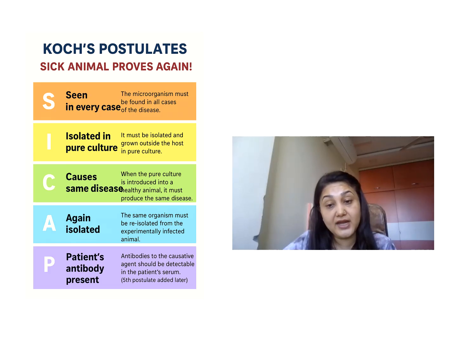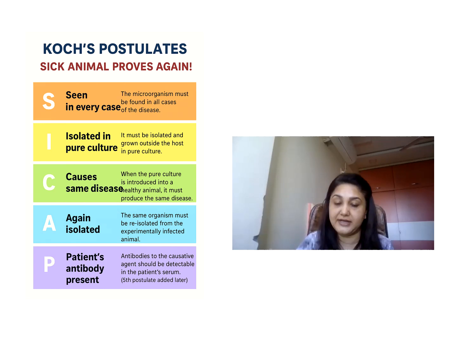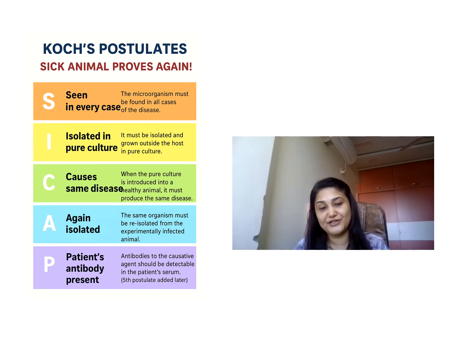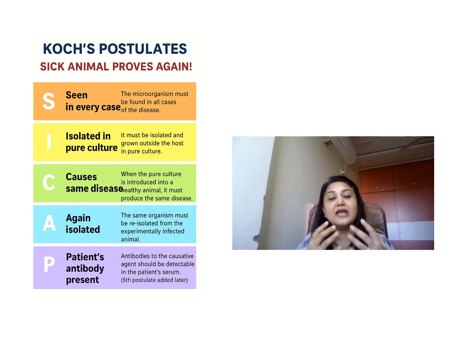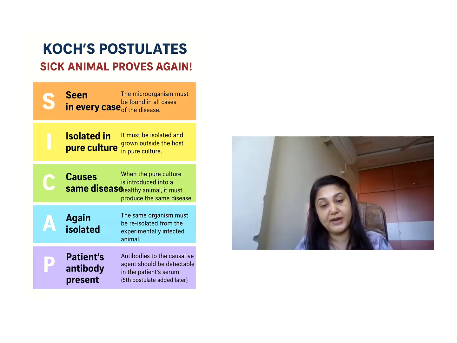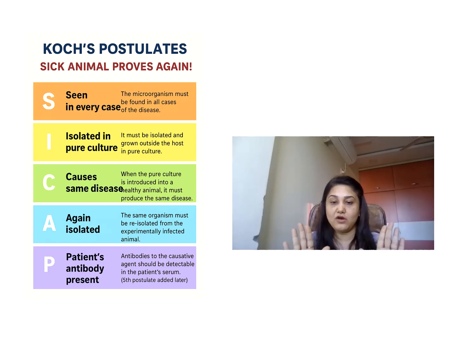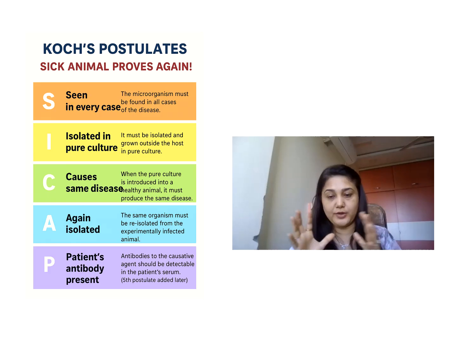So seen in every case, you can always isolate that particular microorganism from this patient in a pure culture. Then, if you use this pure culture isolate and introduce it in a healthy person, it also causes the same disease. And again from the same patient, you can isolate that organism in a petri dish or culture media. Later on, the fifth postulate is introduced, that antibodies to that particular causative organism are present in that diseased person. So we'll revise again that a microorganism should be constantly present.